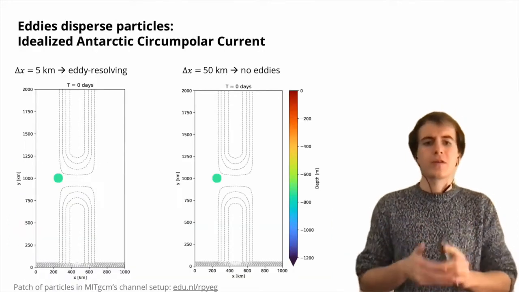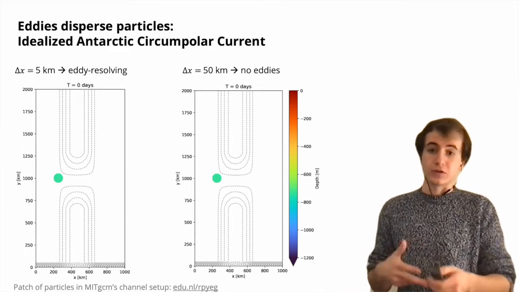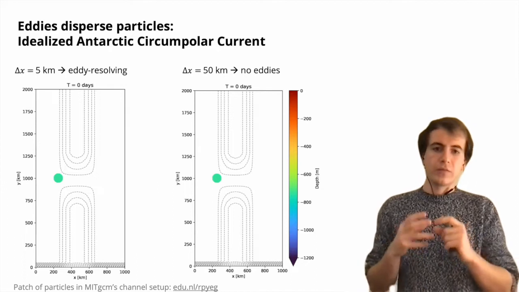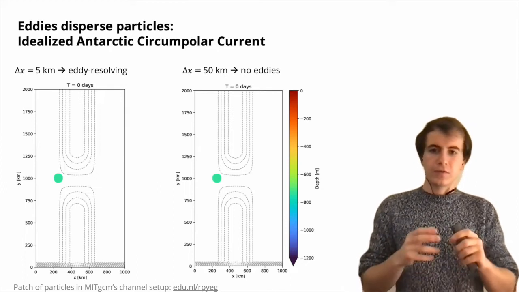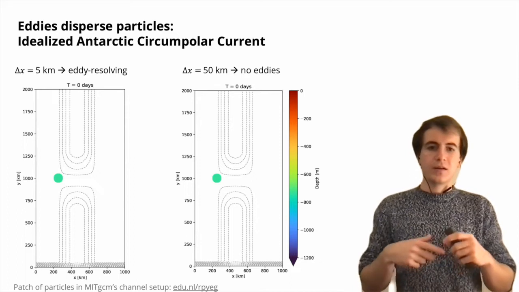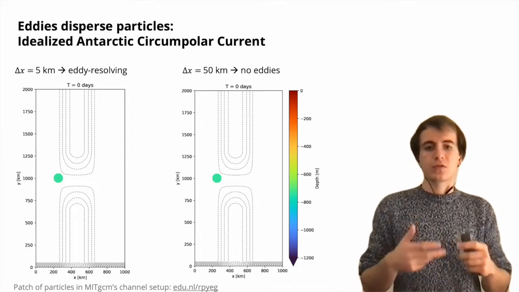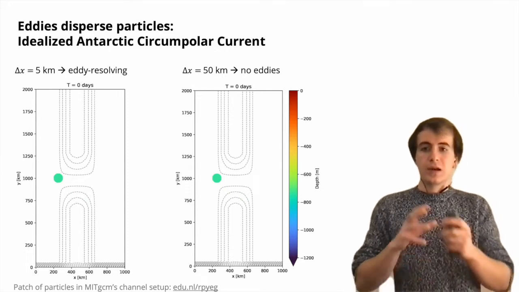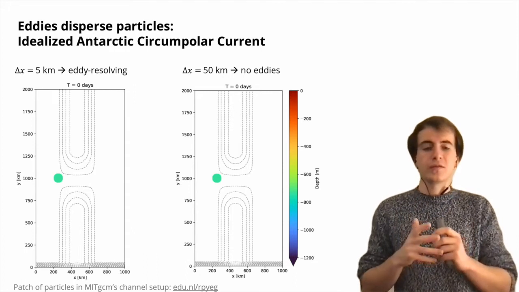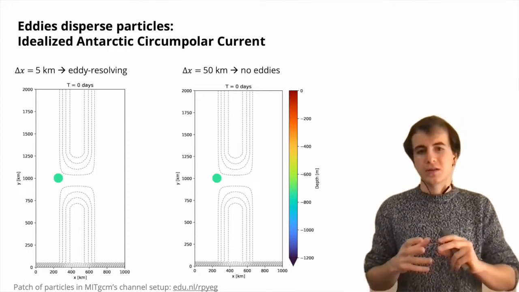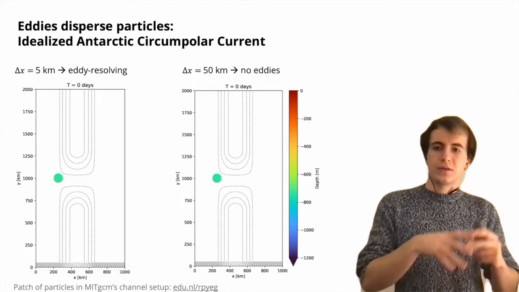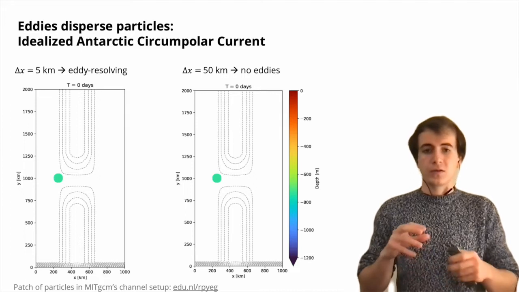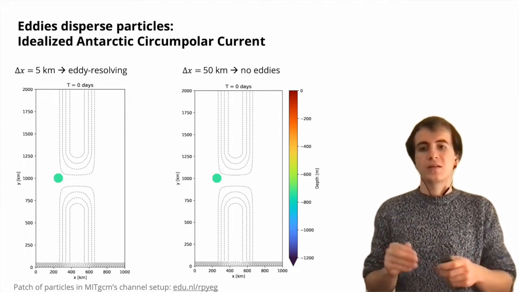So eddies are very important in the dispersal of material in the ocean. To illustrate this, I want to show you two simulations of a patch of Lagrangian particles. For this, I use a very popular idealized setup of the Antarctic circumpolar current, a channel model in MITgcm. On the left-hand side, we use a 5-kilometer resolution model in which the mesoscale eddies are resolved. And on the right, we use a 50-kilometer resolution in which the eddies cannot develop. It's in 3D and depth is indicated by color.